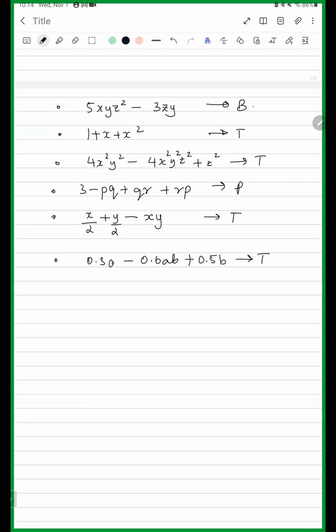That's it. Okay, what about this? It's a binomial. See, you have to separate all the terms. There should be no bracket. It should be like 2a plus 2b minus 4. It will be a trinomial. Acha, what about this?